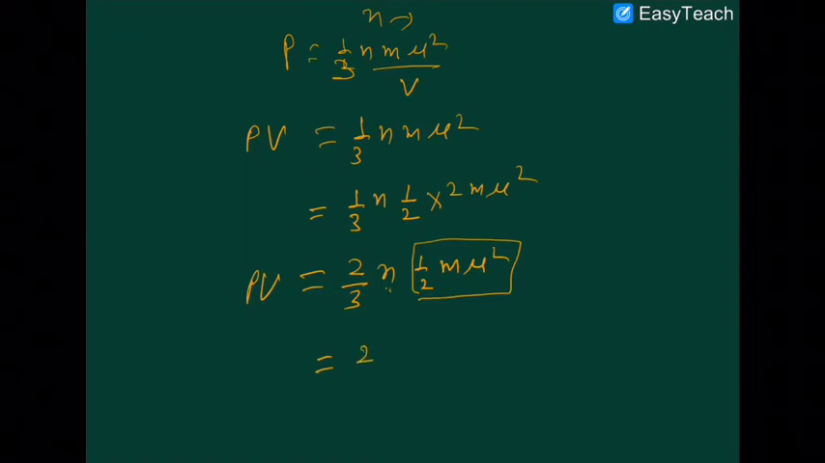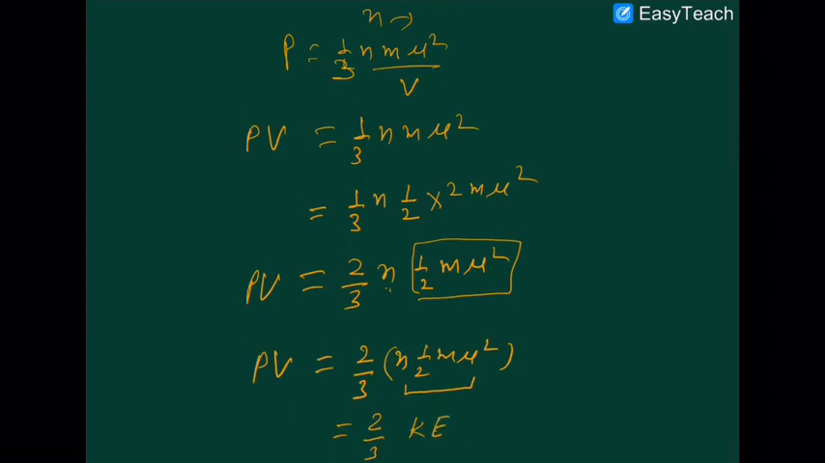So you can say that 2 by 3 n half mu square becomes the kinetic energy of all the particles. So it becomes 2 by 3 kinetic energy of all the particles present in the system equal to PV. And everyone knows that PV is equal to RT, or you can say nRT. So it comes out to be nRT by 2 by 3 kinetic energy.